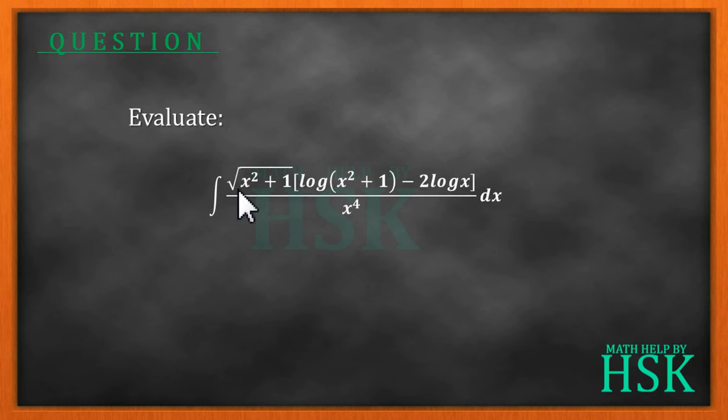Hello friends, the question is like this. We have to solve this integral: square root of (x square plus 1) into (log of (x square plus 1) minus 2 log x) upon x to the power of 4, with respect to x.